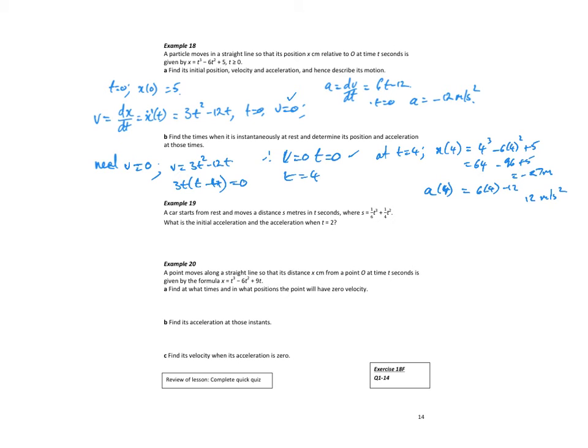So again, we've got a car starting from rest. It moves a certain distance S meters in t seconds. So really the only difference is instead of having x equals, I've got s equals. So S is 1/6 of t cubed plus 1/4 of t squared. So initial acceleration and the acceleration at t equal to 2.